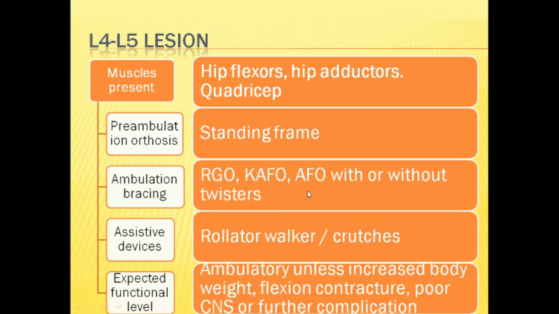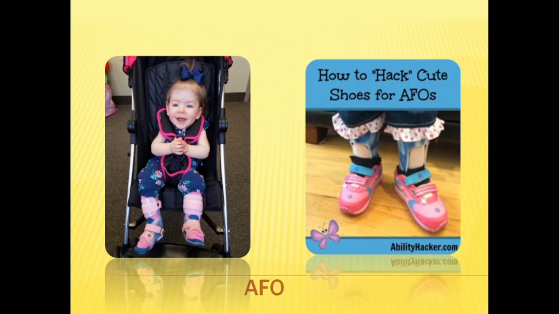Now assess the child and prescribe the ambulatory orthosis according to the child's requirement, such as RGO, KFO, AFO with or without twisters. Now provide the assistive device according to the strength of trunk and lower limb, either rollator walker or crutches. Now children with lesion at L4 to L5 level are generally ambulatory, except if they have an associated neurological condition or increased body weight, or they might develop flexion contracture. Other than that, they are mostly independent ambulators. Now these are the AFOs.